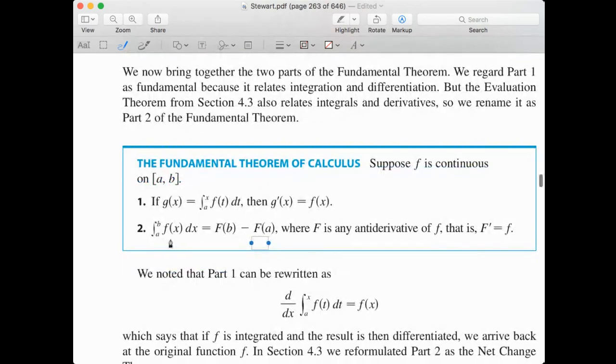And the second part is the evaluation theorem. The definite integral of f of x from a to b is given by its antiderivative. So capital F here means F prime equals the integrand. It equals F, its antiderivative evaluated at b, the upper limit, subtract its antiderivative evaluated at a, the lower limit.